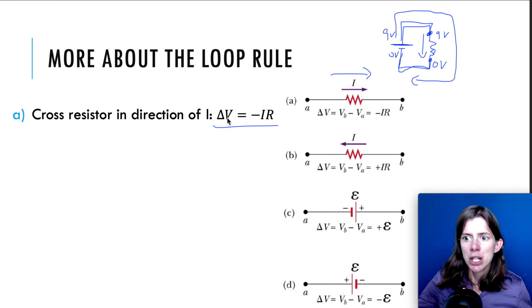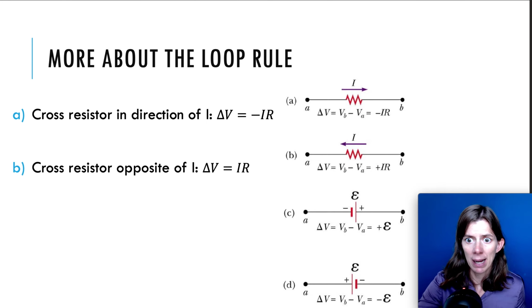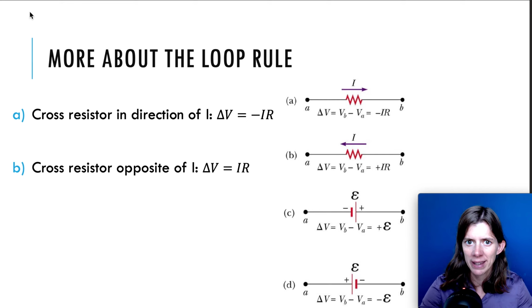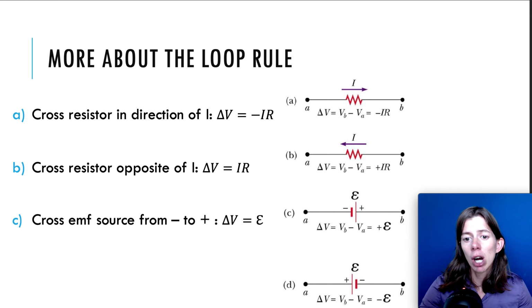Okay, so the opposite applies. If you cross a resistor in the direction opposite of the current, then you're going to gain potential. You can draw the circuit again just to make sure that that makes sense to you. And then if you cross the EMF source from the negative terminal to the positive terminal, once again you have a positive potential difference, and it's just going to be equal to the EMF of the battery.